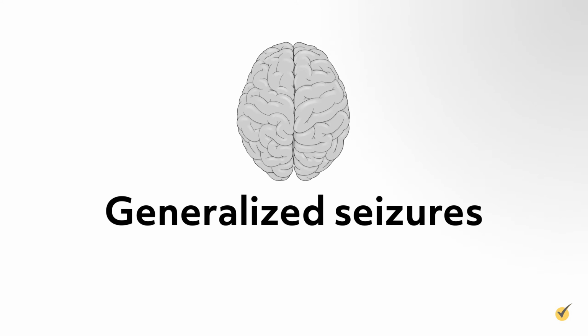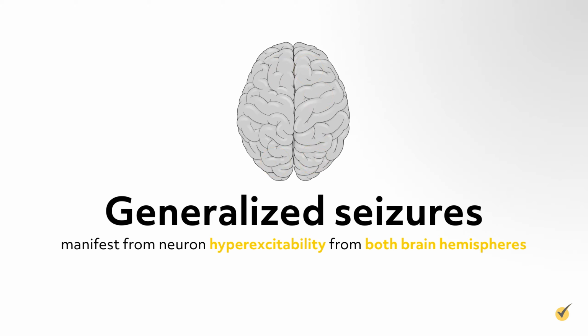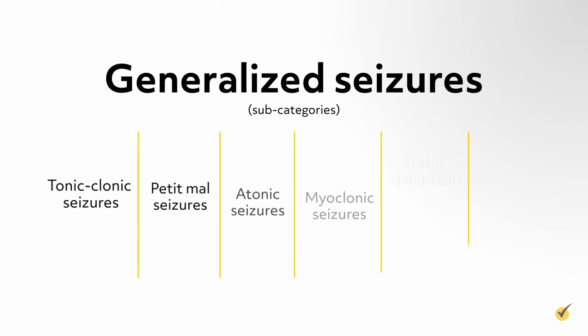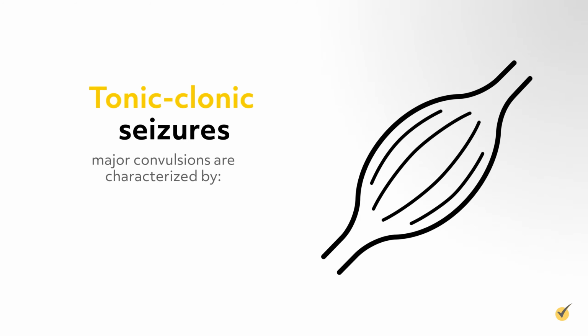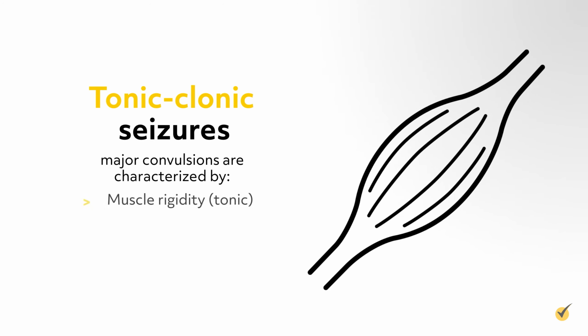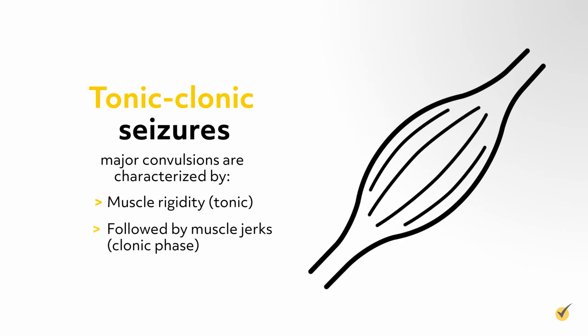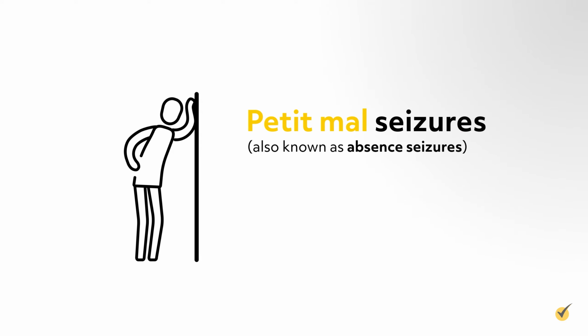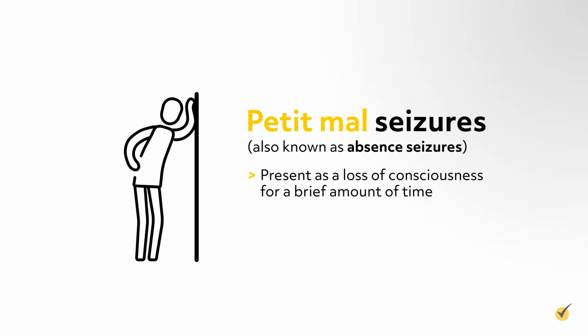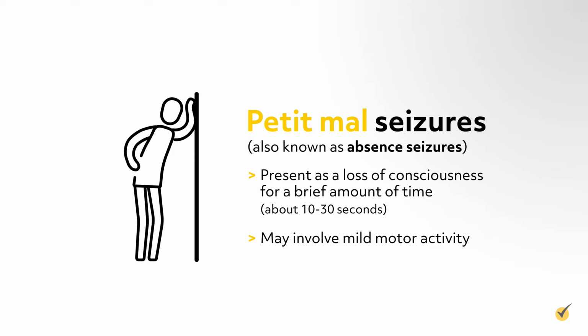On the contrary, generalized seizures manifest from neuron hyperexcitability from both brain hemispheres and come with more symptoms. Tonic-clonic seizures, petit-mal, atonic, myoclonic, status epilepticus, and febrile seizures make up this subcategory. In tonic-clonic seizures, major convulsions are characterized by muscle rigidity, which is tonic, followed by muscle jerks, the clonic phase. Petit-mal seizures, also known as absence seizures, present as a loss of consciousness for a brief amount of time, about 10 to 30 seconds, and may involve mild motor activity.